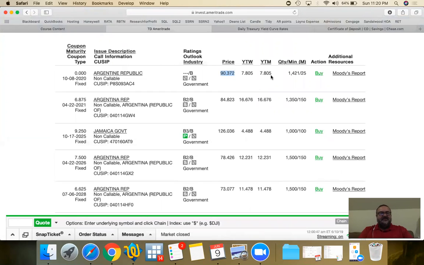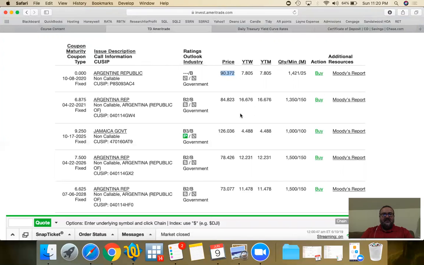So think of it like this. We are going to receive $100 on October the 8th. How much are we willing to pay today for this investment? Currently this has no coupon, so the only thing that we are going to receive is the $100 face value on the expiration date, October 2020. We are going to pay $90 and change for that $100 that we're going to receive on October 8th, 2020.